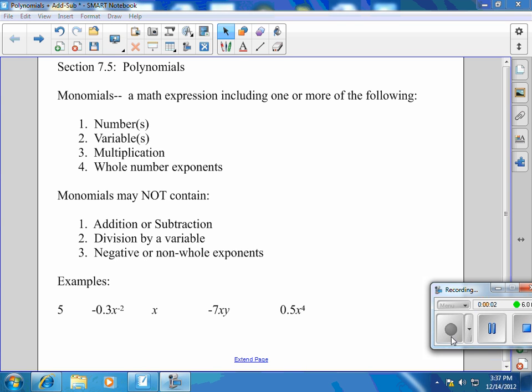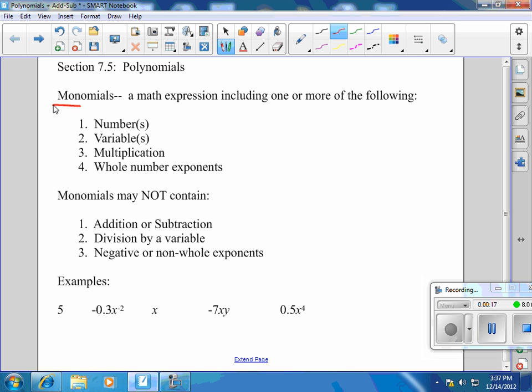Alright, we're totally going to switch gears, and the last 3 sections that we're going to do all have to do with polynomials. So before we can define what a polynomial is, we need to know what a monomial is. Mono means one. So a monomial is one of something. It's a math expression including one or more of the following. So it can have numbers, it can have variables, it can have multiplication, and whole number exponents.